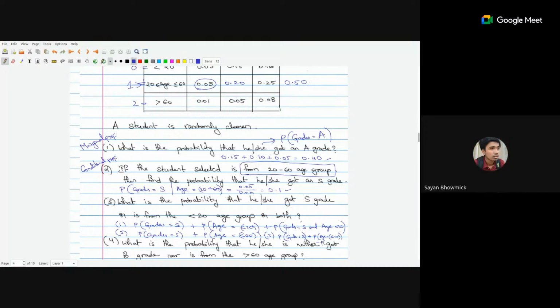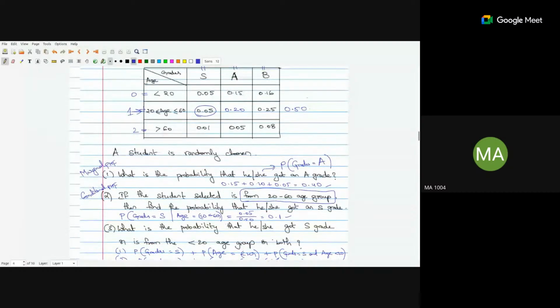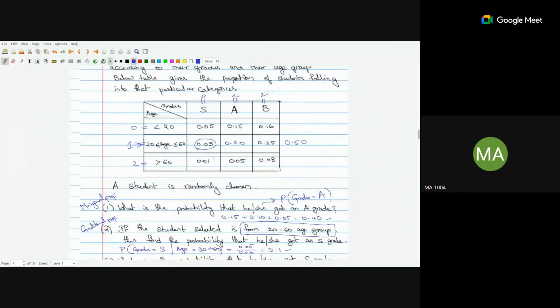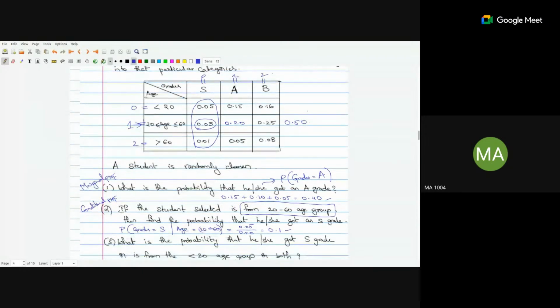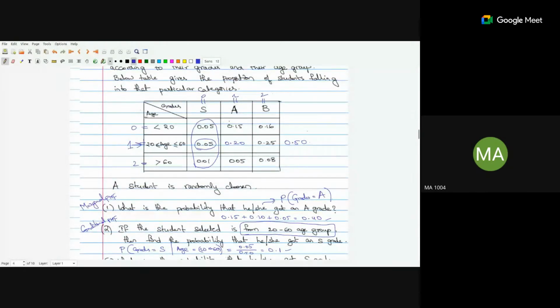Third option. Option C. Because in that earlier one, I was adding it 3 times. It was wrong. So the third option should be the correct one, because we are asking either he or she should have got S grade. When I say S grade, all of these fractions come under S grade, or is from the age group less than 20. So these fractions will come.